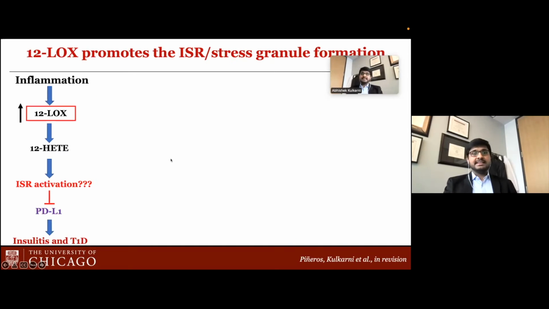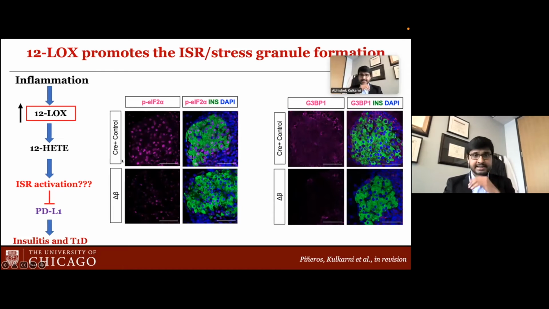So we hypothesized that this 12-LOX mediated inflammatory signaling in the beta cells activates integrated stress response. And to test this hypothesis, we assessed the levels of ISR markers in the islets of the delta beta mice as well as Cre-positive controls. Abiding by our hypothesis, we observed that the delta beta mice exhibited significantly lower expression of ISR markers as compared to the Cre-positive controls, suggesting that there could be enhanced ISR mediated by 12-LOX signaling.